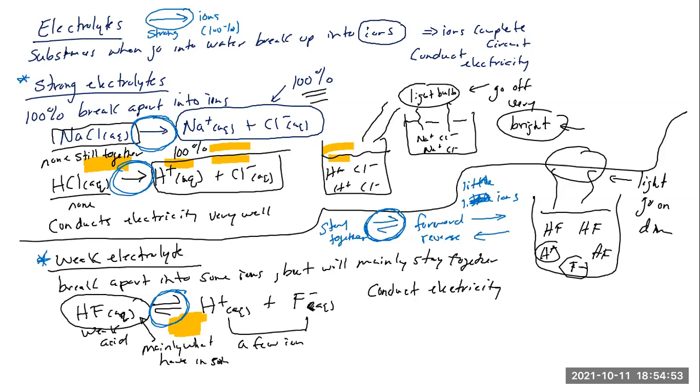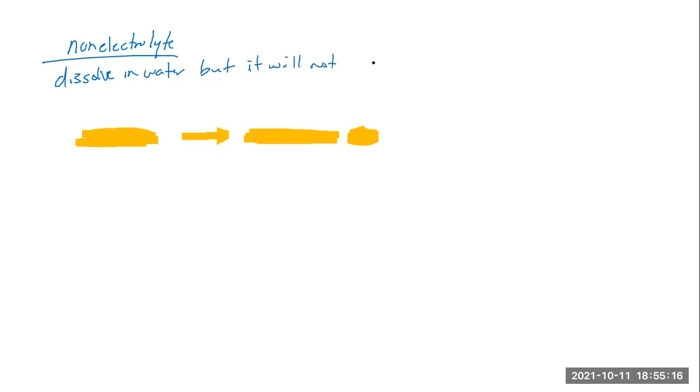Now, there is one more, which is a non-electrolyte. A non-electrolyte will dissolve in water, for example. But the key here is it will not produce any ions. And because it will not produce any ions, it does not conduct electricity.